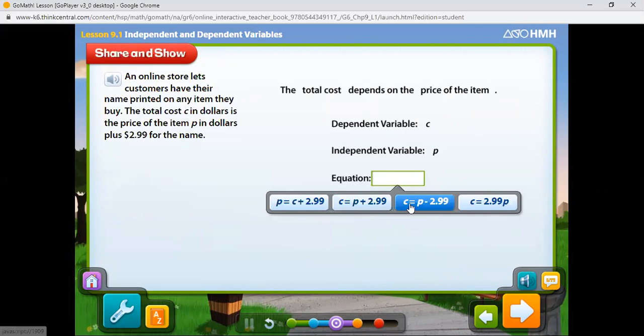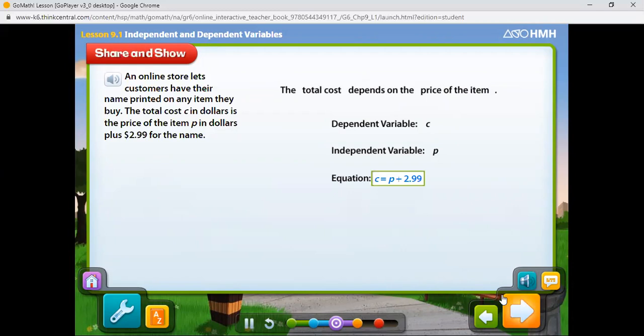Okay, now how do we choose among these three which is the correct one? You know that they have given you here 2.99. So the price of the item and 2.99. From the words which I told you now, what did you understand? Price plus 2.99. The "and" means it's going to be plus. That's right. The equation that represents the total cost, C, is the price of the item, P, plus 2.99 for the name. Okay, good. So I hope you understood this part of your lesson.